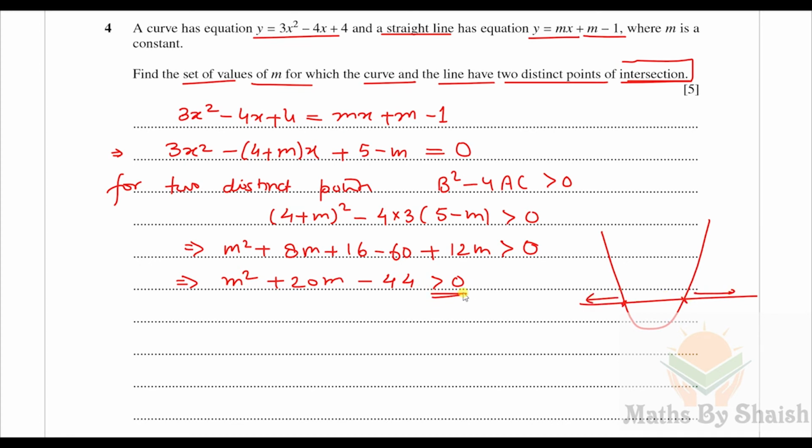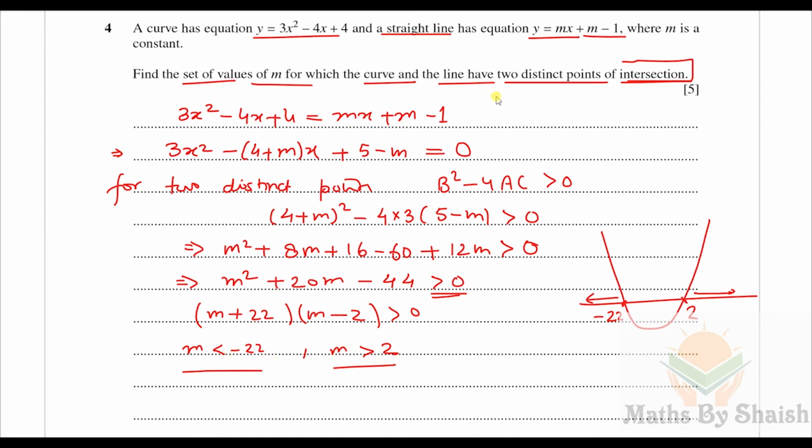We can factorize it as m plus 22 times m minus 2. So we can see the roots are going to be minus 22 and 2 here. So the m values would be less than minus 22, and m should be greater than 2. These are the set of values of m for which the curve and the line have two distinct points of intersection. I hope it is clear.